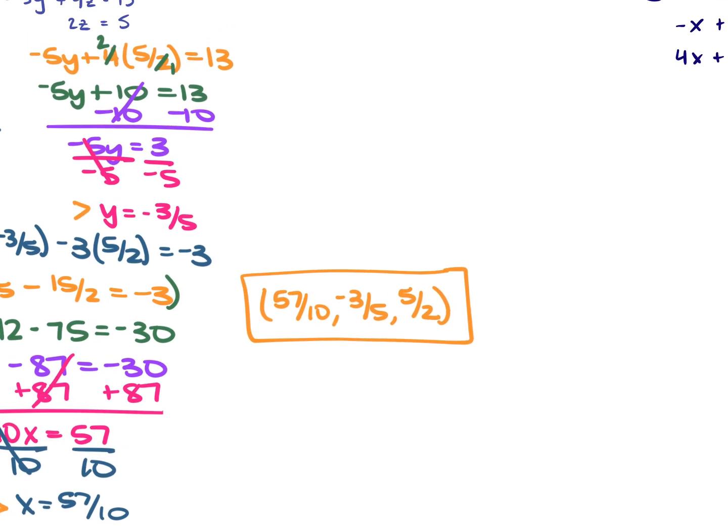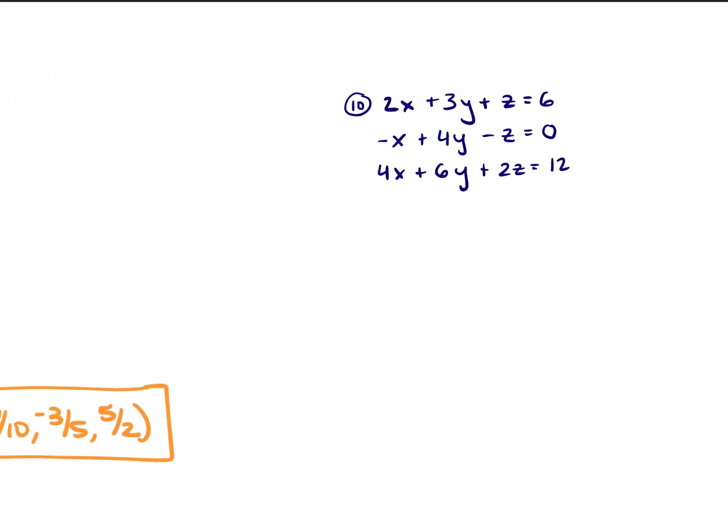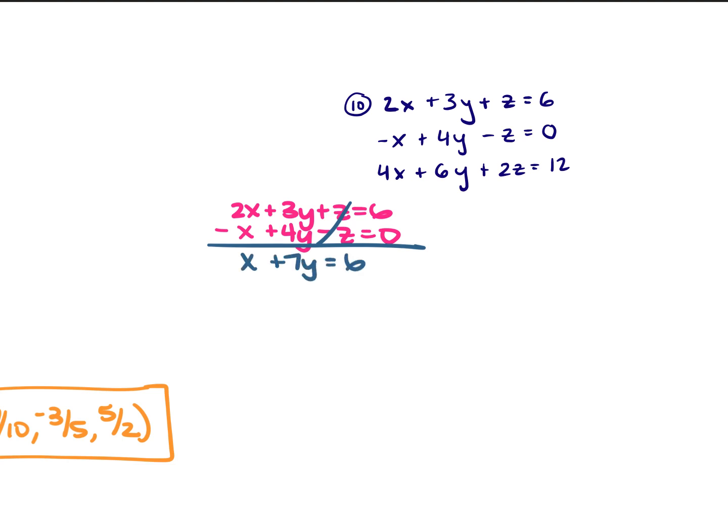For your last question, you have 2x plus 3y plus z is equal to 6, negative x plus 4y minus z is equal to 0, and 4x plus 6y plus 2z is equal to 12. I'm going to use the top two equations and eliminate our z's since they're opposites. So that's 2x plus 3y plus z is equal to 6, and negative x plus 4y minus z is equal to 0. We're going to combine like terms. Our z's cancel. We have x plus 7y is equal to 6.